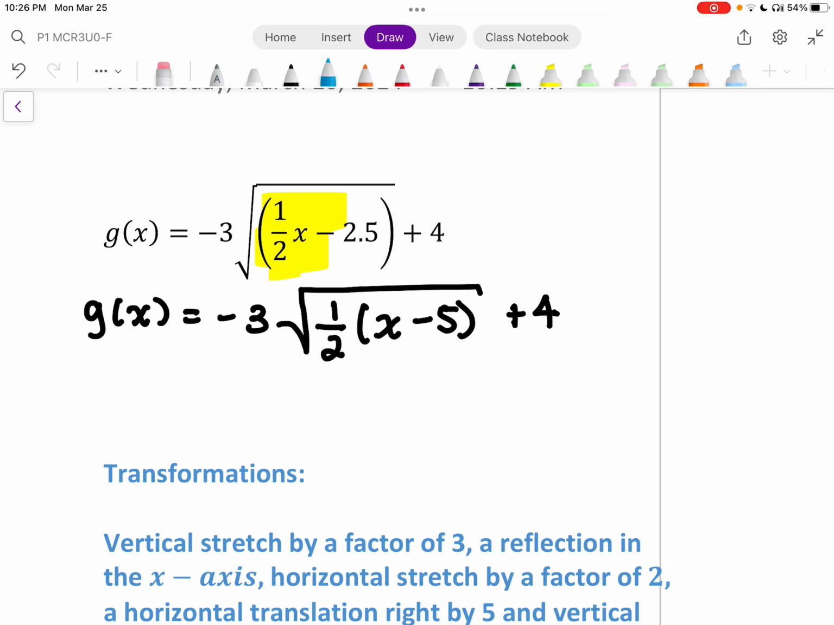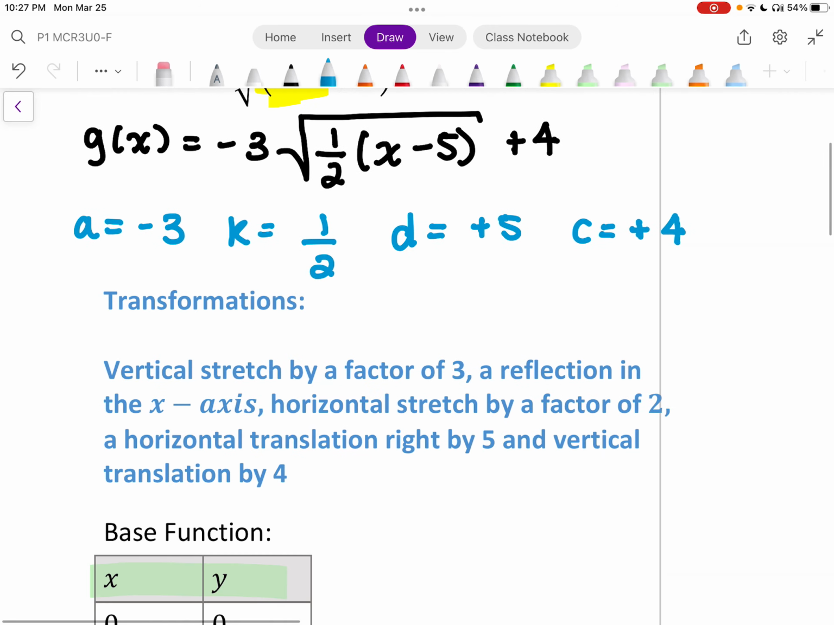So my A value is going to be the negative 3 right in the front of this function. My k value is going to be the 1 over 2. My d value is going to be positive 5 because the sign changes, and c is going to be positive 4. We don't change the sign for c, so that's something important to remember.